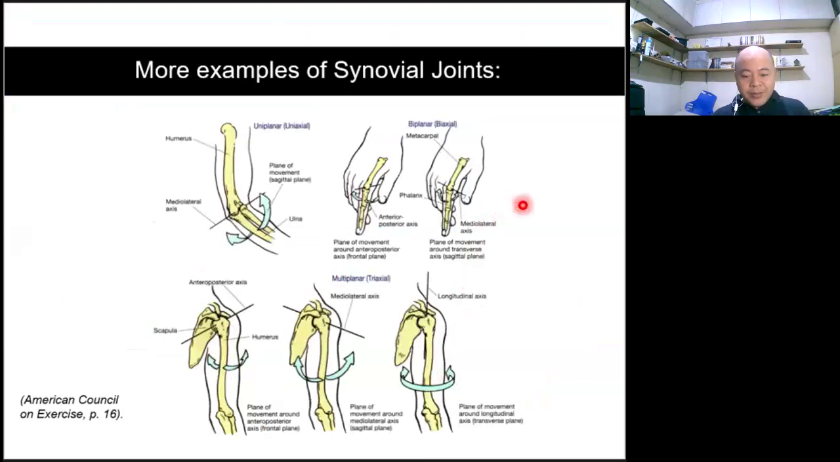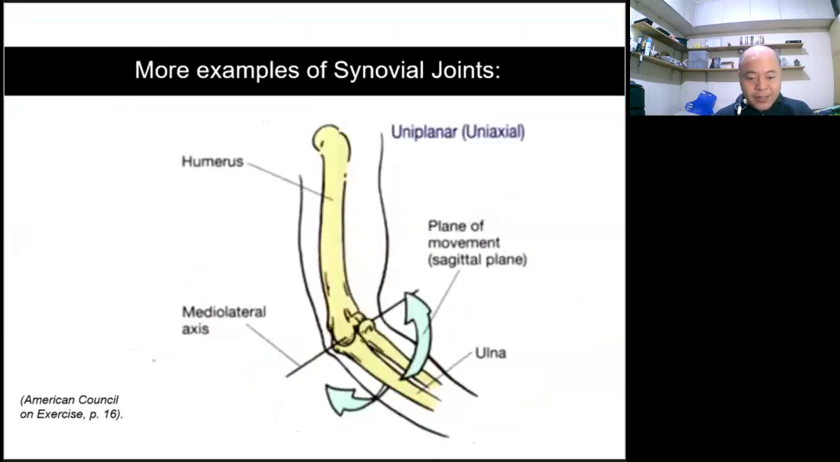Now we have this slide from our template lesson, but I'm going to magnify it. The writing is a bit small. So let's see. We have more examples of the synovial joints, and we are looking at a uniplanar example. Moving along one plane only, we have the elbow joint, okay? The humerus, and then we have the radius and ulna here, and the elbow joint. You're moving along one plane only.